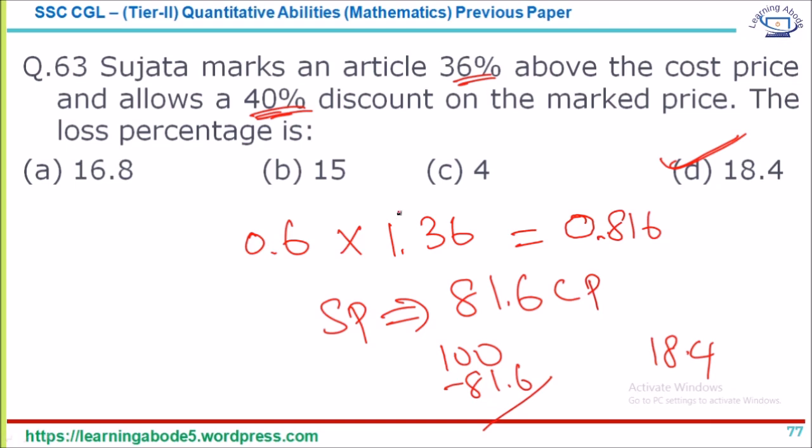See, this is the mark price and this is the discount, and we know the discount on mark price gives the selling price. So selling price is equal to the discount on mark price. Now that is equal to this much on the cost price, this much loss on cost price. That relationship I'm using and getting the value. The answer is option D, 18.4.